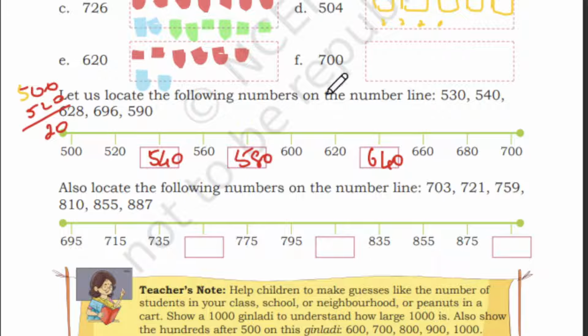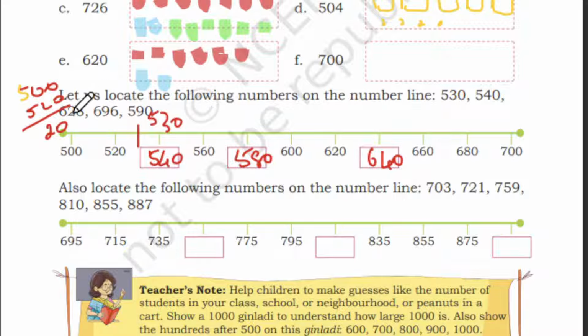We have to locate these numbers. Locate the following numbers on the number line, which is 530. So where we will get 530? It's between 520 and 540. So 530 is here. This is 530. Next is 540. So 540 is already here.